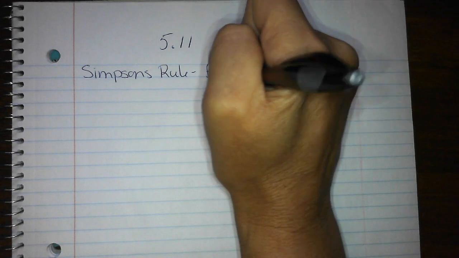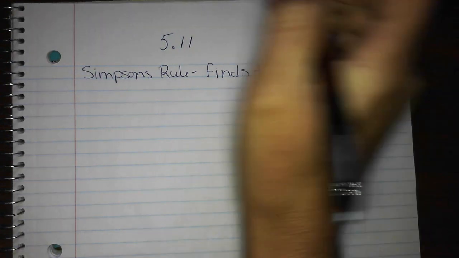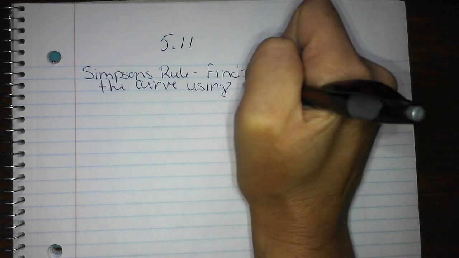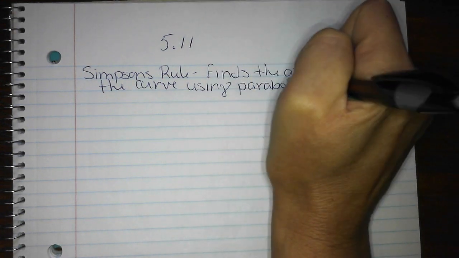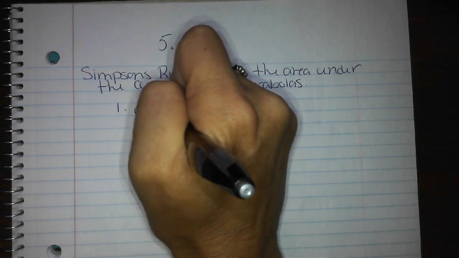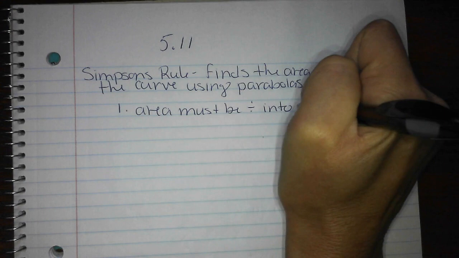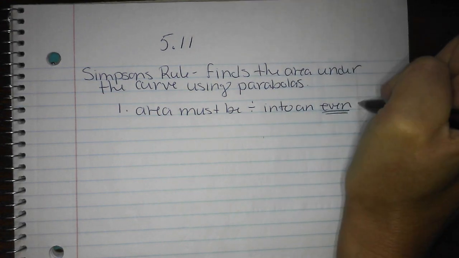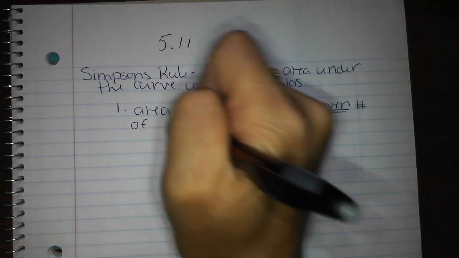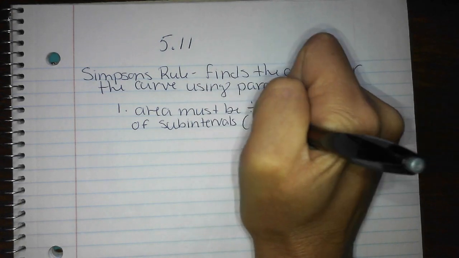Simpson's rule finds the area under the curve using parabolas. There's two conditions that have to be met. The area must be divided into an even number of subintervals, chunks. An even number of subintervals, an even number of chunks.